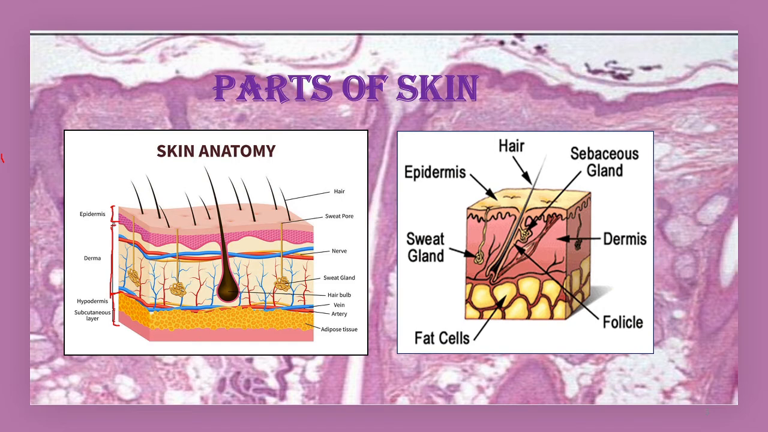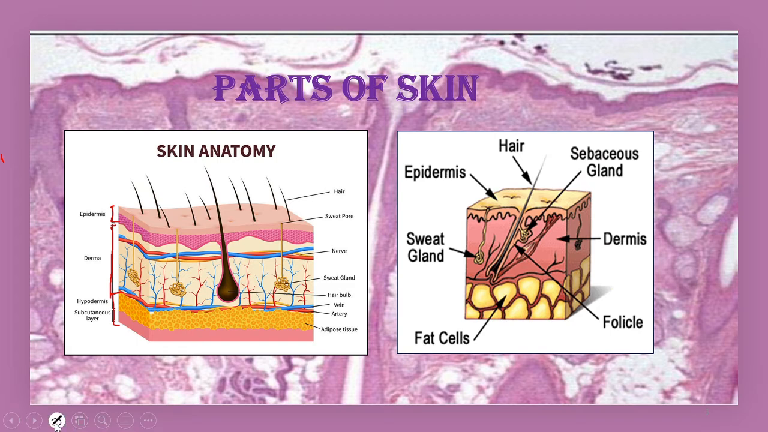The topmost layer is called the epidermis. The outermost layer of our skin is called epidermis, and the main role of epidermis is to make new skin cells, to give color to the skin as well as to protect the body.